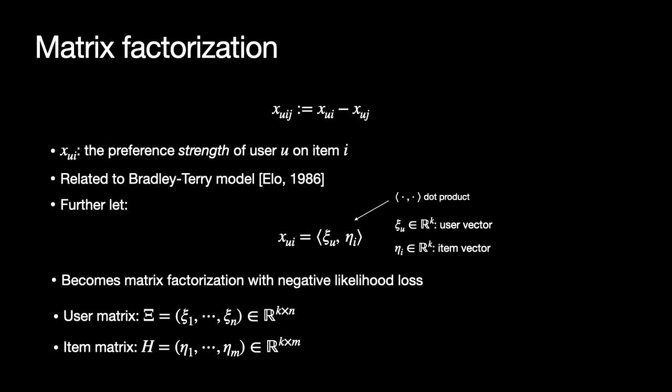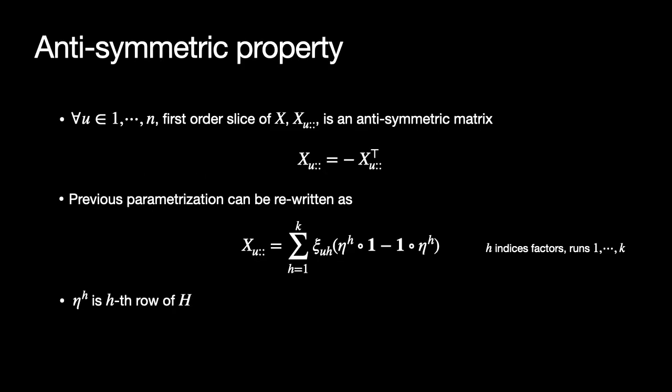The preference strength x_ui can be further parameterized as a dot product between a user embedding vector and an atom embedding vector. With this parameterization, the original parameter tensor X can be fully determined by the user and atom matrices formed by the embedding vectors. Similar to parameters underlying all pairwise comparison matrices, the parameter tensor X has a property. For any user u, the first-order slice of X, X_u, is an anti-symmetric matrix.